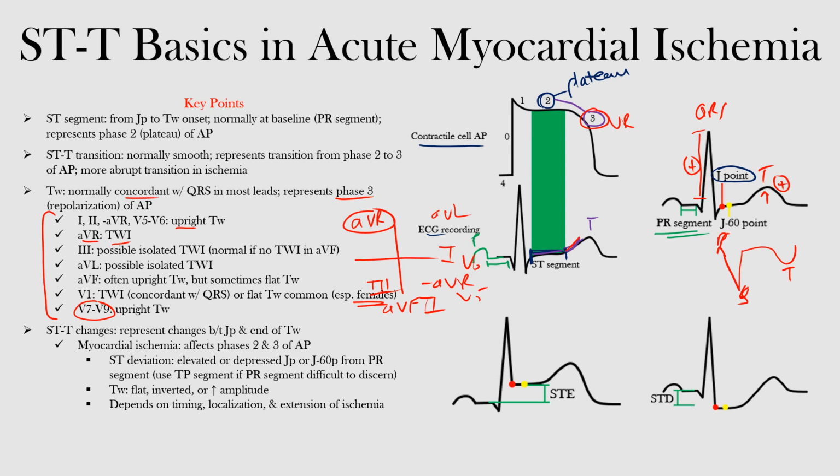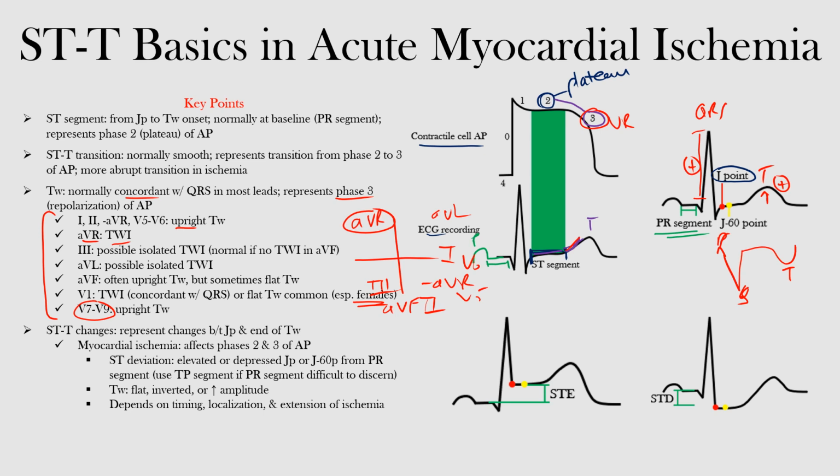From that reference, we use the J point as the area of the ST segment that we measure as ST elevation or ST depression. In other words, if the J point is above baseline, it would be considered ST elevation. If the J point is below baseline, then it would be considered ST depression. Now, sometimes and rarely, the PR segment is difficult to discern, and therefore the TP segment, which is the line between the T wave and the P wave, can be used as a reference, okay?